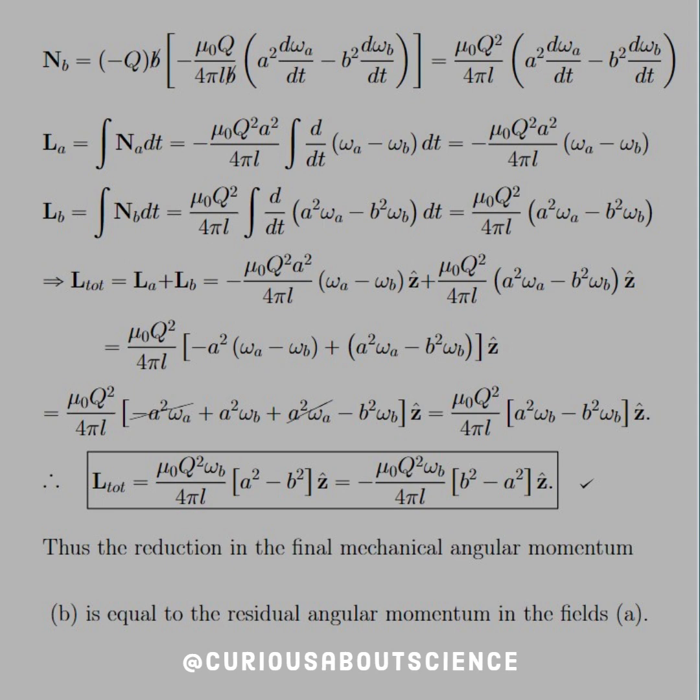And so to find, again, we're going to split this up so we get LA and LB angular momenta, and then we'll add them together. LA is equal to NA dt, LB is equal to NB dt. Run it through, you see the integrals there. The dt's cancel, and we're left with the change in omegas. So we get omega A minus omega B, good to go. Similarly, you get the change in omegas again. The dt's cancel.